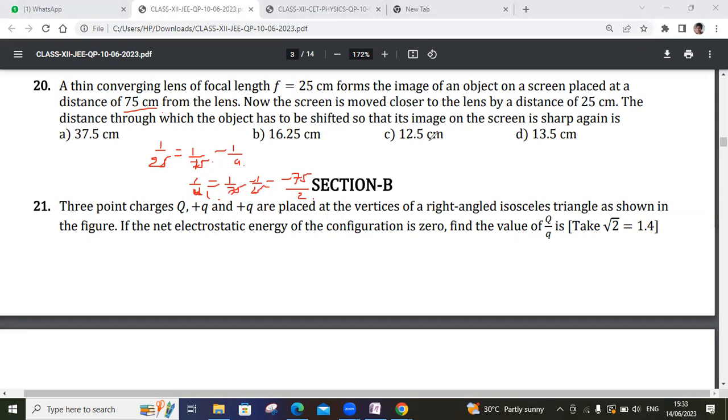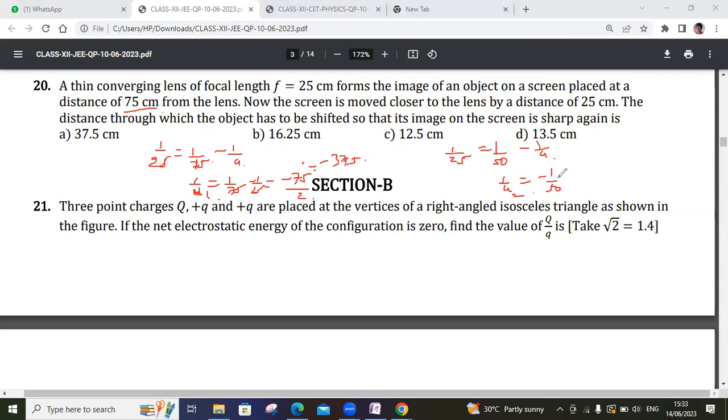Now the screen is moved closer to the lens by 25 centimeters. So now v is minus 50. Now v is 50. So 1 by 25 is equal to 1 by 50 minus 1 by u. So 1 by u is equal to 1 by 50 minus 1 by 25, that is 1 by 50 minus 1 by 25 minus 1 by 50. So this is 50 and this is minus 37.5.